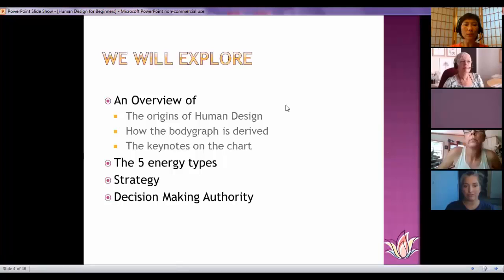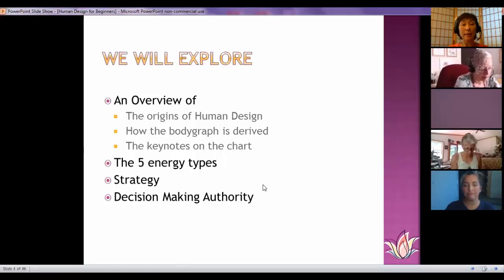And then once we get this overview, we will go into talking about the 5 different energy types. There are different energy types that are part of the human design system, and each of them operates differently, and you are one of those types. And then we'll get right into the meat of where you need to start, and that's with strategy, the strategy that's connected to your human design type and your particular decision-making authority.